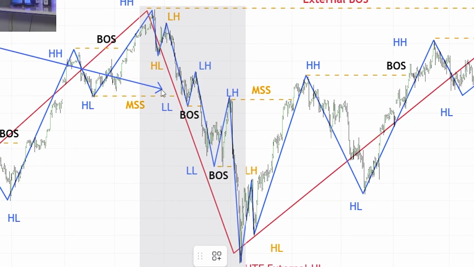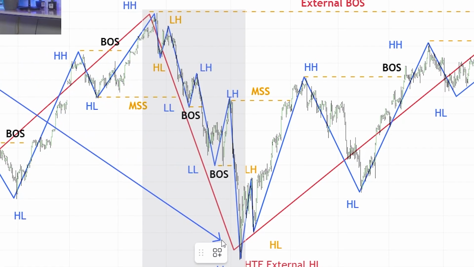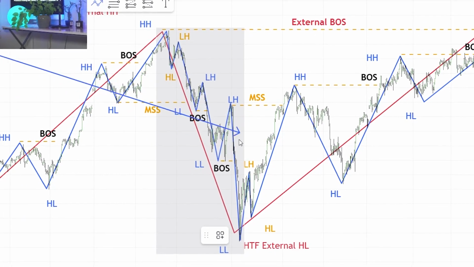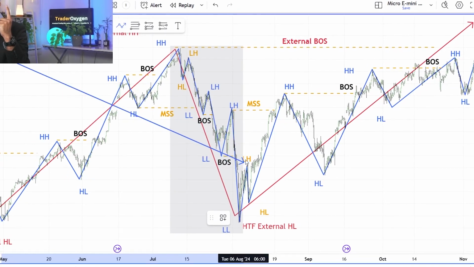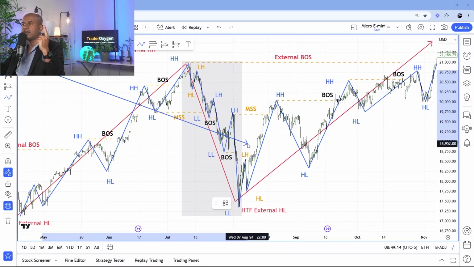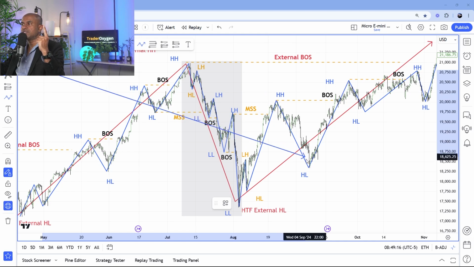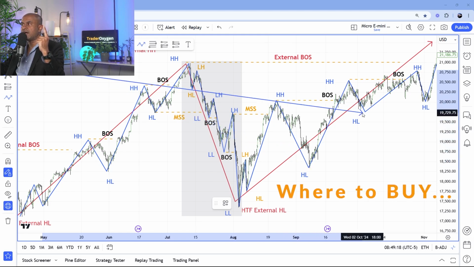So then you have two options. One option is you don't do anything until the pullback is over, right? That's the first option. Then you look for a market structure shift up in the 4 hour. And when you see that, after that, in the pullbacks, you can start buying.